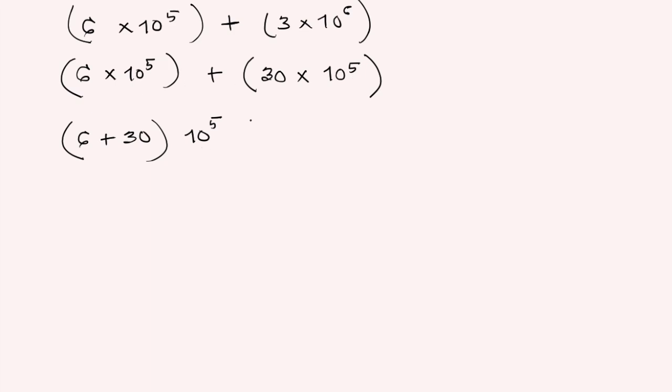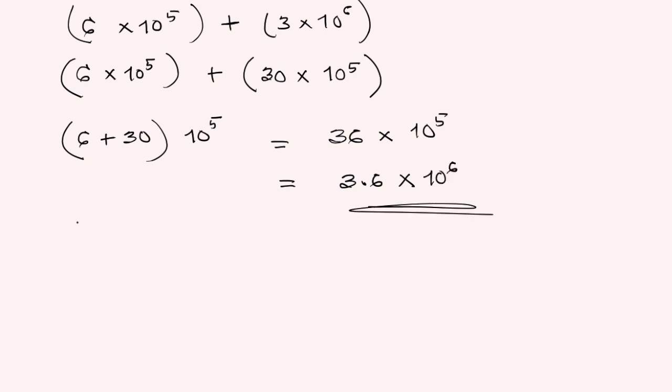So if we factorize that out, we have 10 raised to the power 5, and multiplied by that is 6 plus 30. And so this is going to be 36 multiplied by 10 raised to the power 5. Now don't forget that we're writing in standard form. We need something between 1 and 10. So we have to convert this back to 3.6. And because we're reducing this side by a measure of 10, we need to increase this side by a measure of 10, which is going to be 10 raised to the power 6. And that's the answer.